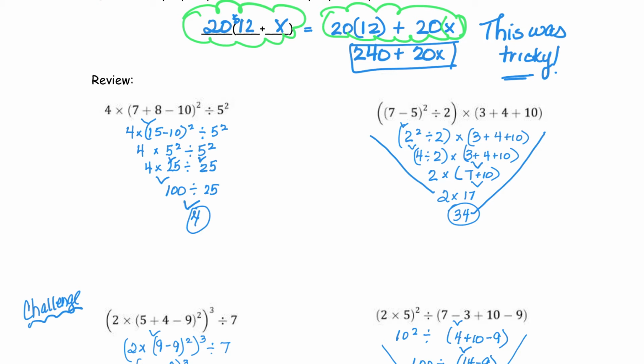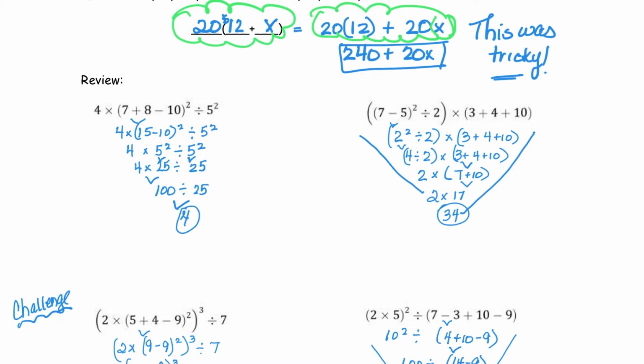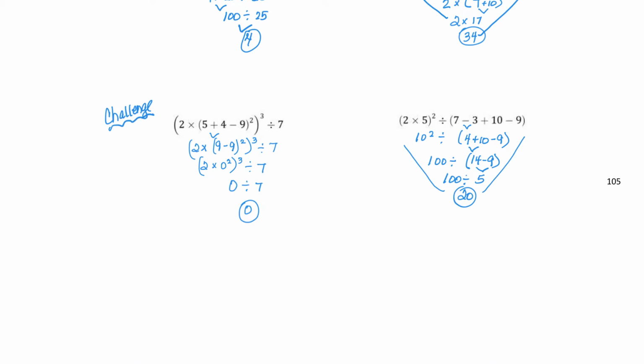The next two order of operation problems are as follows. We have an answer of 4 here, and then we have an answer of 34. And last but not least, we have the 2 challenge problems. The next one, the answer was 0, and then the last one, the answer was 20. Hope you did well, and let's take a look because today we're going to be translating expressions.